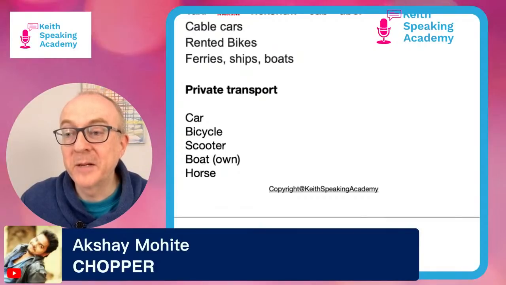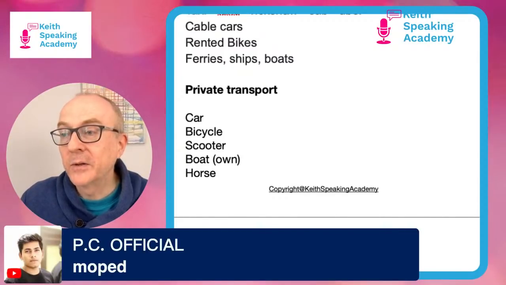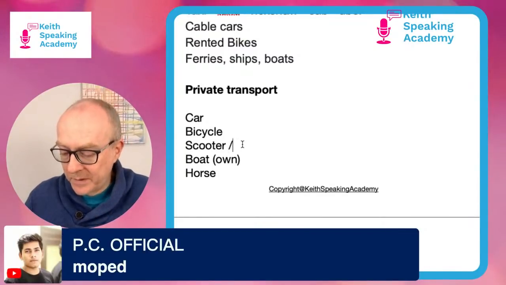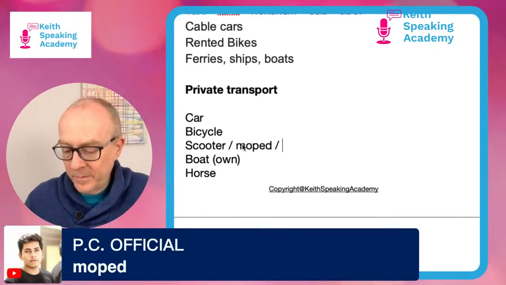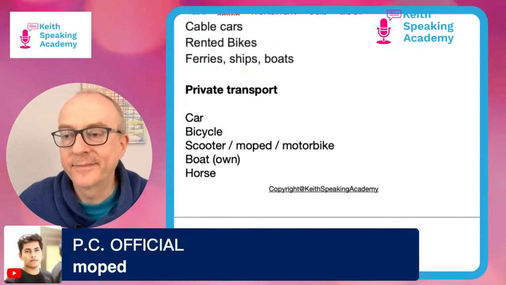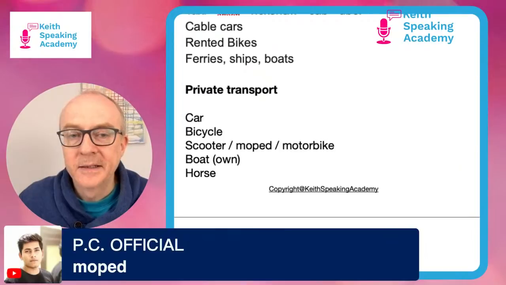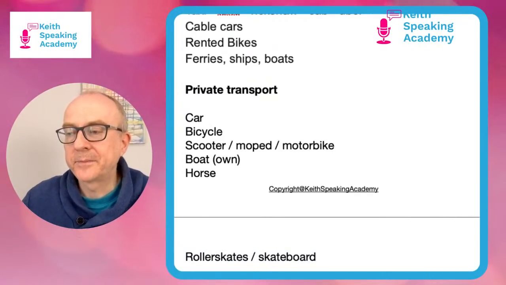Train. Okay, great. Pony. Moped. That's a nice one. Moped is a kind of motorbike. Yep. So let me add here. Scooter. Moped. Basically a motorbike. All of those. Nice. Good. There are plenty more, right? Plenty more we can talk about.